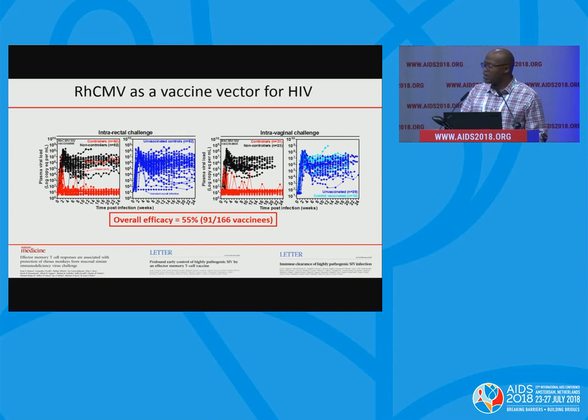controls in blue and our vaccinated animals in black and red. As you can see, approximately half, more accurately 55%, of the vaccinated animals rapidly control viral replication post-challenge. And this is dissimilar from elite control in that these animals will not only suppress infection, but eventually will purge virus both from their blood and their tissues.